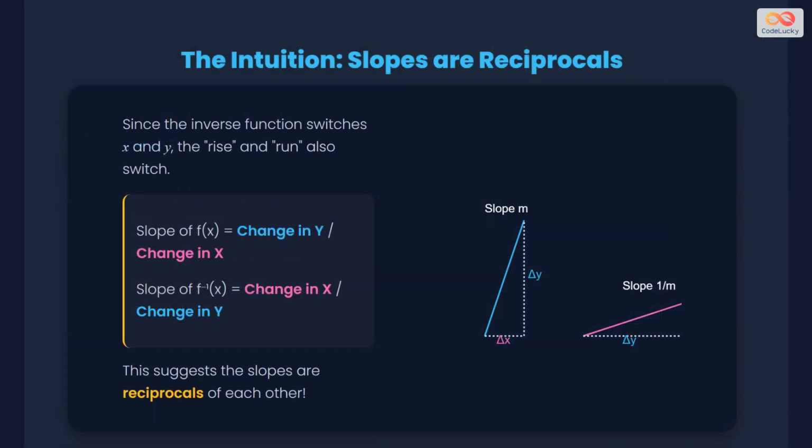Now, think about what this reflection means for the slope. Slope is the change in y divided by the change in x. When we reflect across the line y equals x, we are swapping the x and y coordinates. This means the rise becomes the run, and the run becomes the rise. Consequently, the slope of the inverse function is the reciprocal of the slope of the original function.